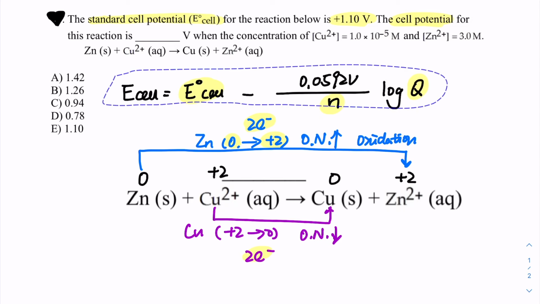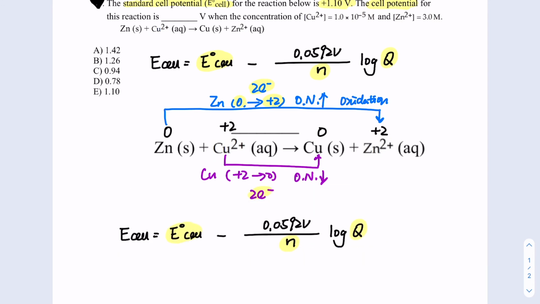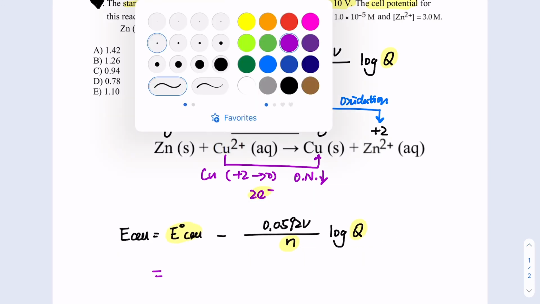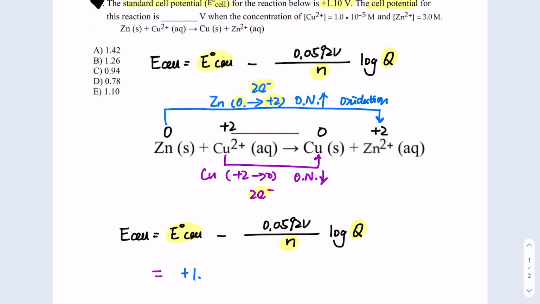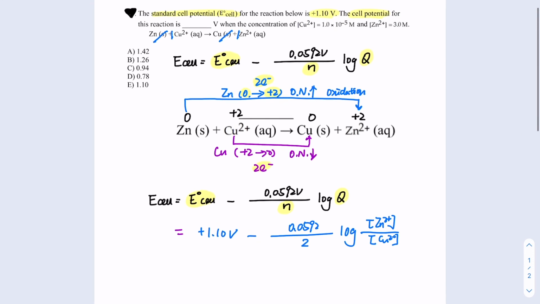Let's bring this equation back. Now that we figured out the number of moles of electrons, we can plug it in. E cell equals positive 1.10, given from the question, minus 0.0592 divided by 2 moles of electrons, log of Q. Q is products over reactants, so solids are out of the picture. The product will be the zinc concentration over the copper concentration, and their coefficients are just 1, so it's simply a division of the concentrations.